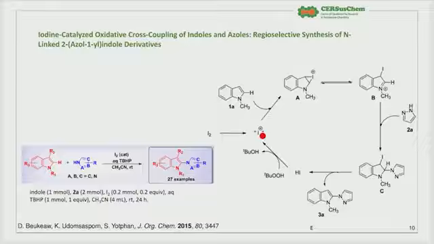Then the double bond at the C2, C3 position attacks the I plus species nucleophilically, forming the iodonium species A, which on cleavage results in species B. This intermediate can be trapped by the nucleophilic azoles, resulting in species C. Now, species C, with elimination of HI, forms the desired product, and the HI formed, in the presence of oxygen or tert-butyl hydroperoxide, goes back to the catalyst, which enters the catalytic cycle.